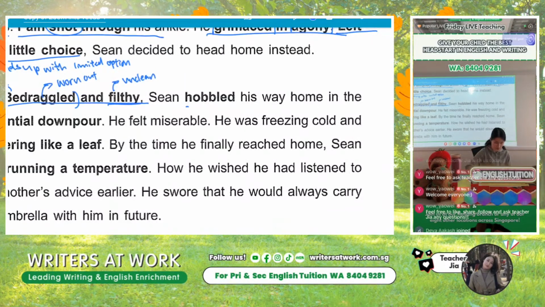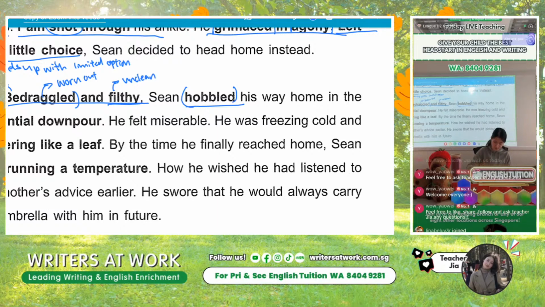Hobbled. When you're saying someone hobbles their way, it's better than saying Sean walked his way home, because walk sounds a bit too neutral for this situation. Sean is hurt. Sean is upset. Sean is in discomfort. You will not say that Sean is walking. It is way too neutral, okay? Your language marks will definitely take the hit. So instead, use the word Sean hobbled, okay?